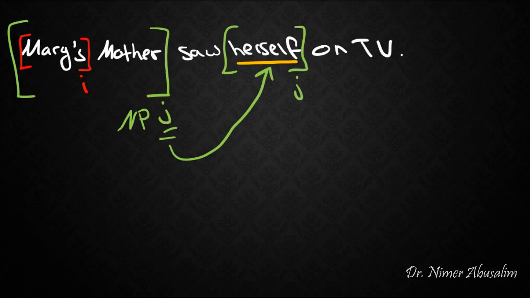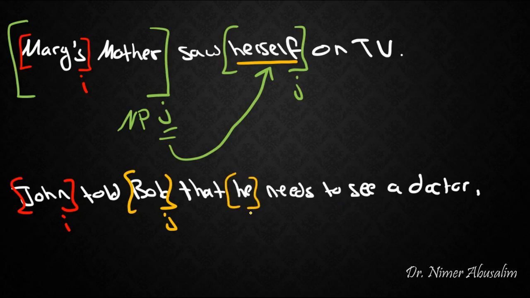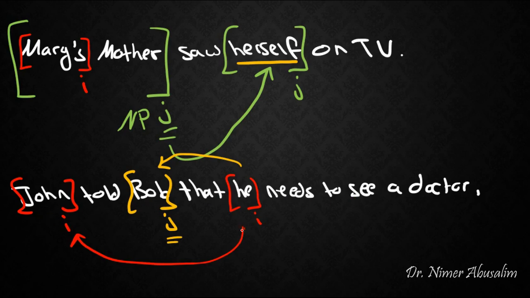Now the question is, is it possible to get the meaning where herself means Mary instead of Mary's mother? Are we free to change up these indexations? Try this out. John told Bob that he needs to see a doctor. Okay. Now we can label the NP John with I. We can label the NP Bob with J. And now what do we label the NP he with? Notice that we can label he with the same index as Bob, and the sentence still works. So John told Bob that he, meaning Bob, needs to see a doctor. However, we can also do something else. We can give he the index I, so that now it refers back to John. So it would say John told Bob that he, meaning John, needs to see a doctor.